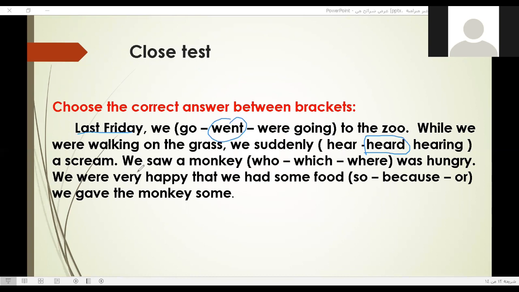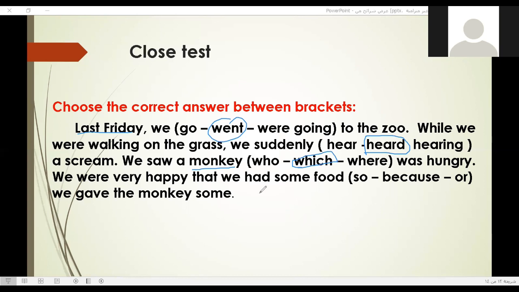That's it. Next. We saw a monkey who was hungry. Monkey who or which? Who? Because it's a living thing. But can you consider a monkey like people? No. So here we will use which. Remember that we use which for animals, even for plants, and for anything except people. Okay, go on.